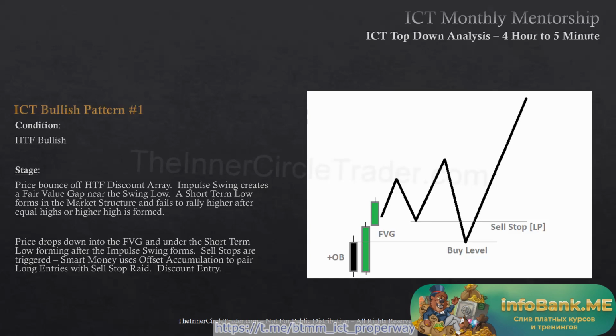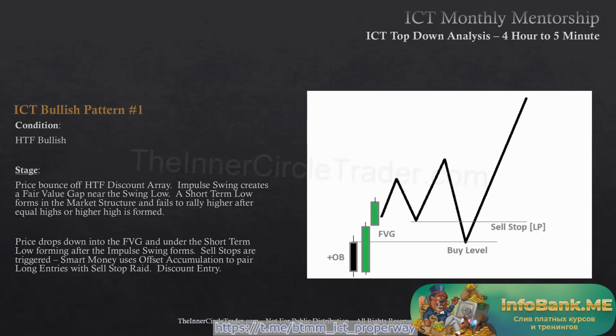There's many times where it'll rally up and then retrace, and there is no short-term low in between. If there isn't, it's not as high probability. But when I see this, this is the one I want to be trading when I'm doing fair value buys, or in this case, optimal trade entry.